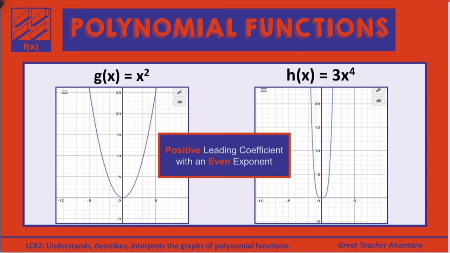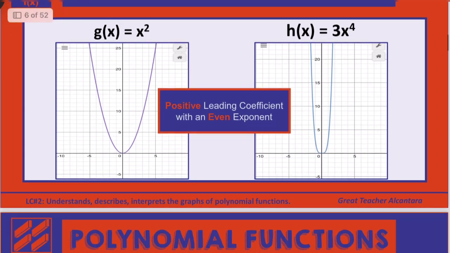But the most important part that we have to take note of is that the leading coefficient for both examples is positive, and the exponents are both even. x squared, x raised to 4, even exponent. 1x squared, so positive. 3x raised to 4, so positive. So take note of that: positive leading coefficient with an even exponent. So those are their graphs.